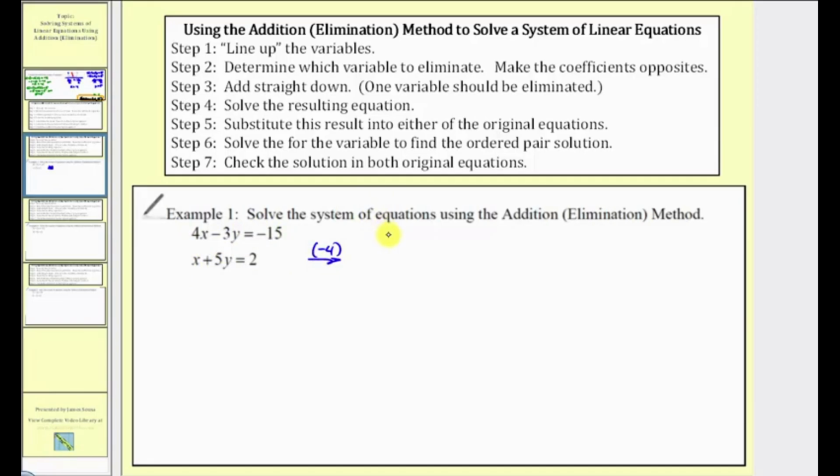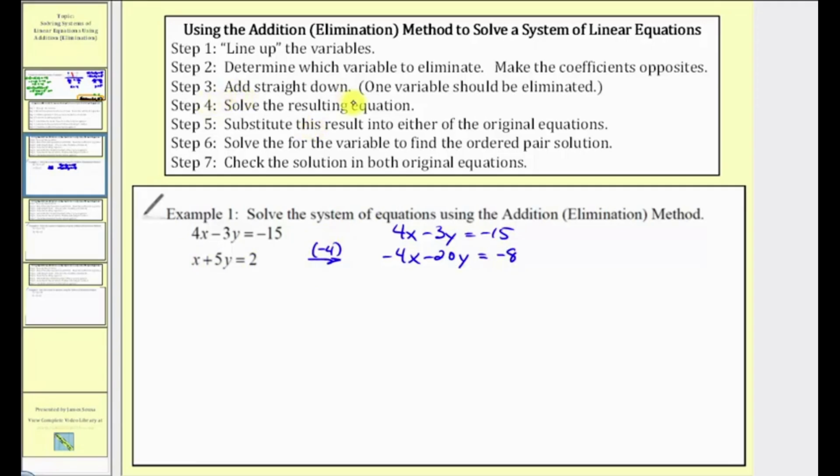So we'll keep the first equation the same because we're going to eliminate x. So we have 4x minus 3y equals negative 15. For the second equation, if we multiply by negative 4, we're going to have negative 4x and then minus 20y equals negative 8. Don't forget we're multiplying both sides of the equation by negative 4.